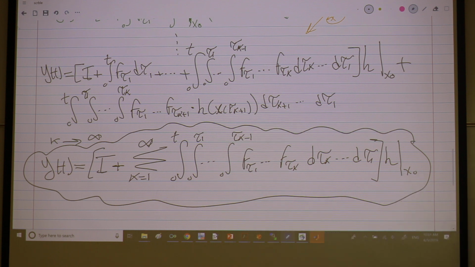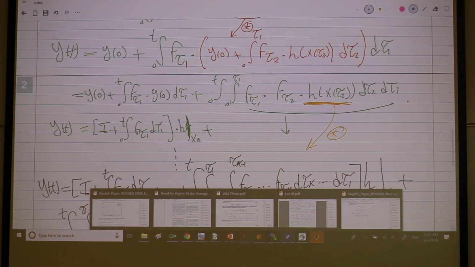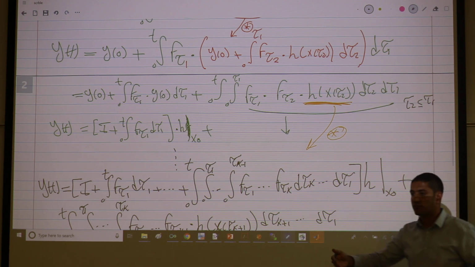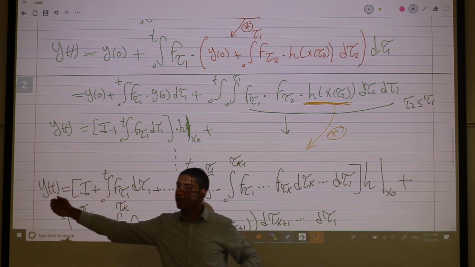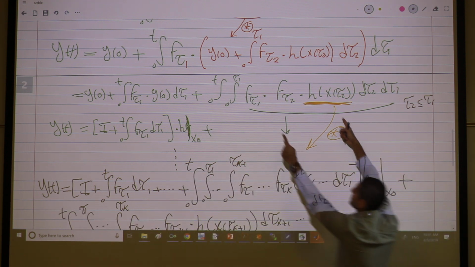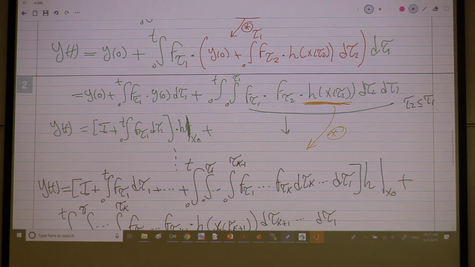Here will be obvious. And this guy. So here tau 2 is less than tau 1, right? Okay. So tau 3 is less than tau 2, and so on. So when you go to infinity, you shrink the time interval of the very first integral. It's not strictly less than, right? It's less than or equal. I mean, all of them can be equal to t in the end, right? Because tau 1 is less than or equal to t.